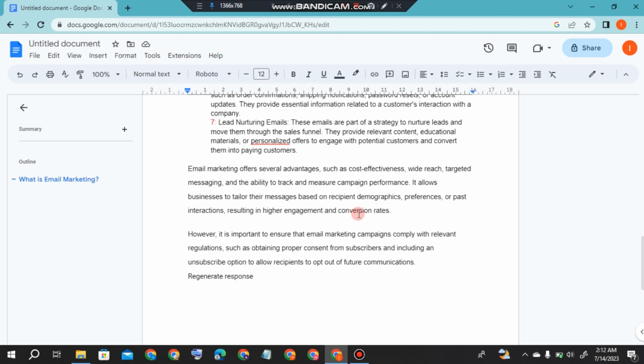However, it is important to ensure that email marketing campaigns comply with the relevant regulations such as obtaining proper consent from subscribers and including an unsubscribe option to allow recipients to opt out of future communication.